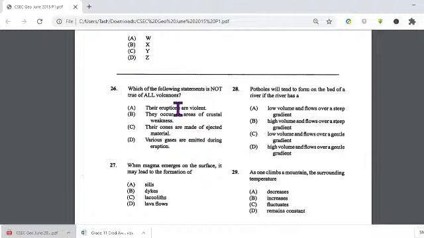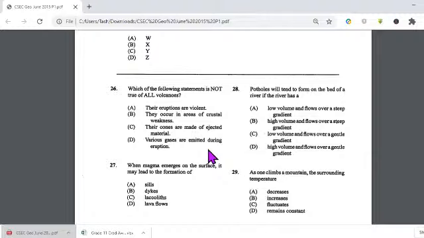So 26, which of the following statements is not true of all volcanoes? A, their eruptions are violent. Are all volcanic eruptions violent? B, they occur in areas of crustal weakness. That is correct. C, their cones are made of ejected material. That is correct. D, various gases are emitted during eruption. That is correct as well. So our answer for number 26 is going to be letter A.